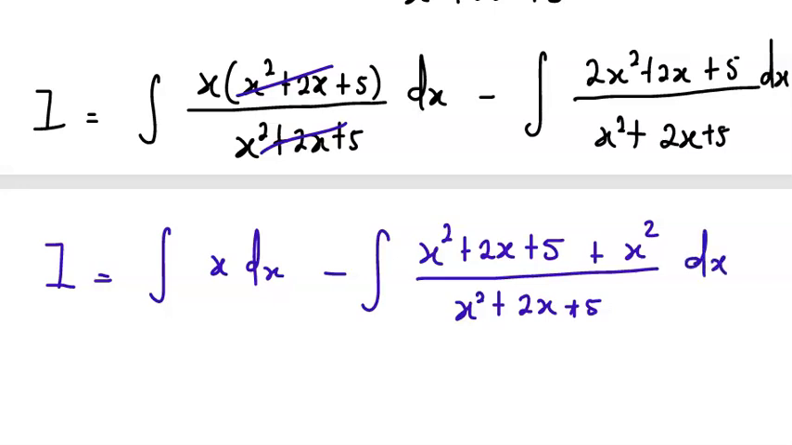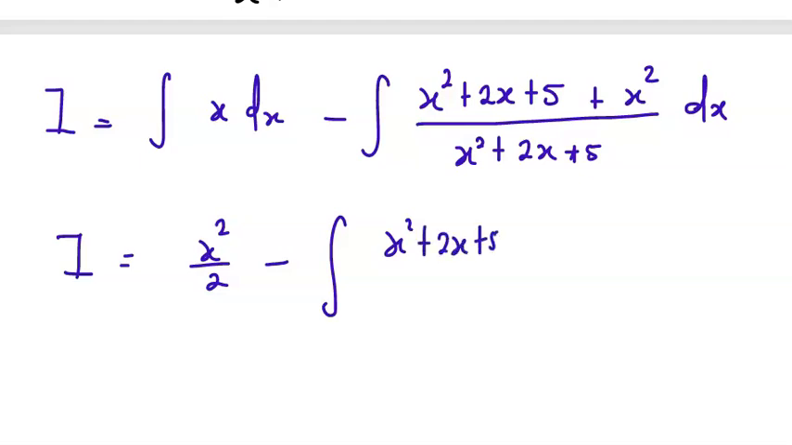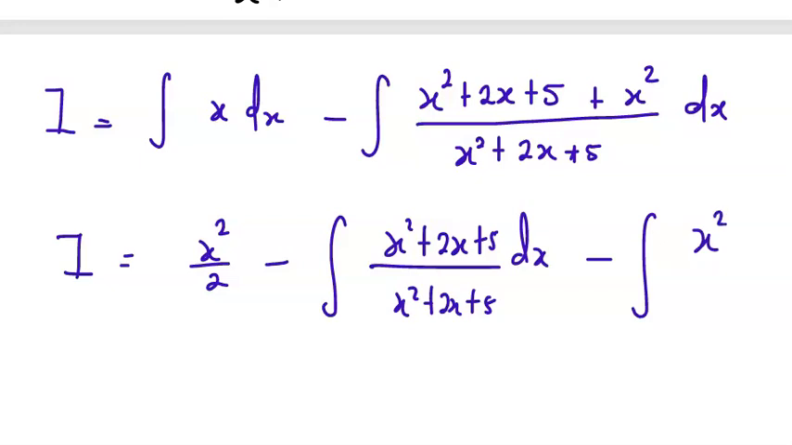Then all we have to do now is to split the denominator. So here I is equal to the integral of x dx, which is just x squared divided by 2, and then minus the integral of (x squared plus 2x plus 5) divided by (x squared plus 2x plus 5) dx, by means of splitting the denominator, right? So this is minus the integral of x squared divided by (x squared plus 2x plus 5) and then we have our dx.